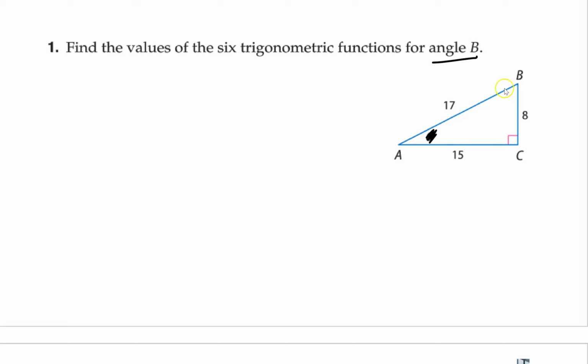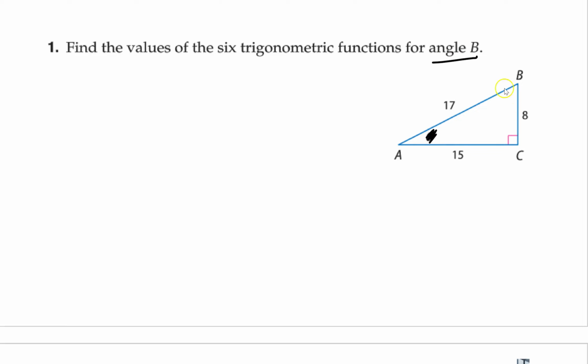Opposite of B is going to be opposite naturally. Here's my right angle. So opposite that side is hypotenuse. And the left one is adjacent. Now I'm going to do the first 3 trig functions first. SOHCAHTOA. As long as you know how to spell this, you're good. Sine of B is opposite over hypotenuse. Cosine of B is going to be adjacent over hypotenuse. Tan of B is going to be TOA, opposite over adjacent.